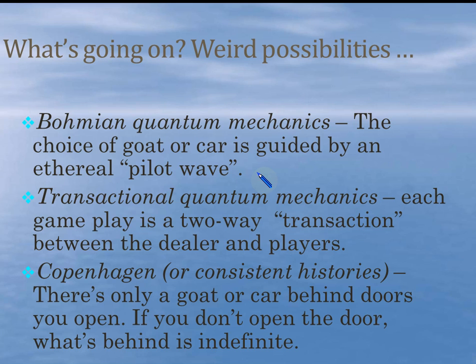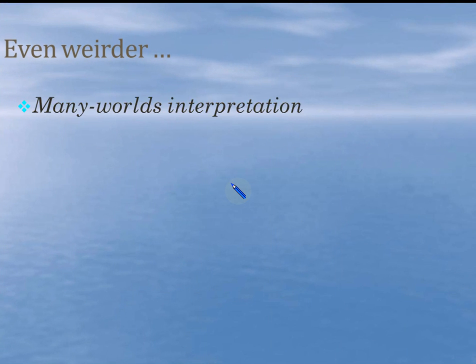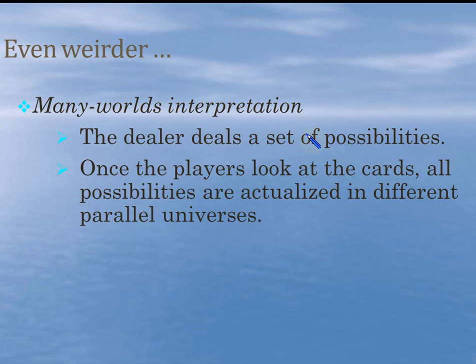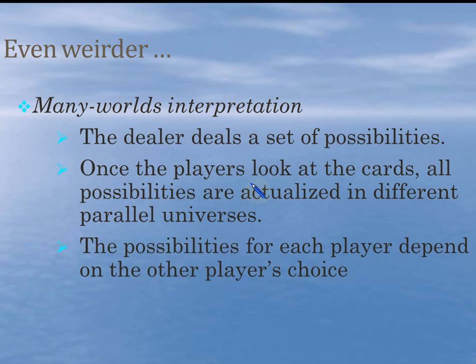So the argument was predicated on the fact that there were definite objects behind the doors that weren't opened. If you take away that assumption, then you can explain the results. Now there's an even weirder result called the many worlds interpretation, which says that the host doesn't actually choose a goat or a car, he only chooses a set of possibilities. And once the players actually look behind the doors, these possibilities are actualized, all possibilities are actualized in different parallel universes. But the possibilities for each player will depend on the other player's choice. So I'm not going to go deeply into this, but you can see that there are some very strange interpretations.